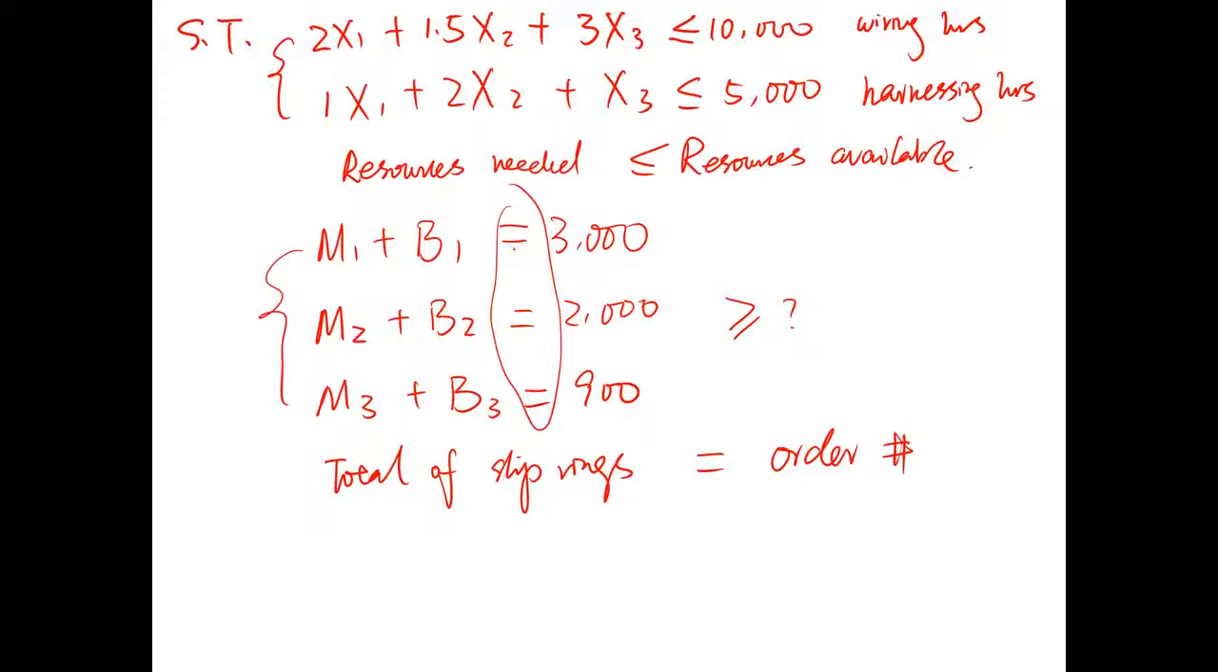That means when the optimal solution is found, some of those left-hand sides may not be strictly equal to the right-hand side. So this one may be, say, 3,200, and this one may be 2,000, and this one may be, say, 902, in order to find a feasible solution. And in this problem, if we change it to greater than or equal to, it will still give us exactly the same result.